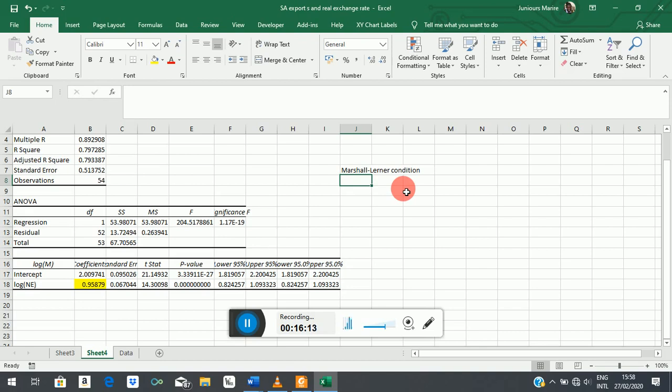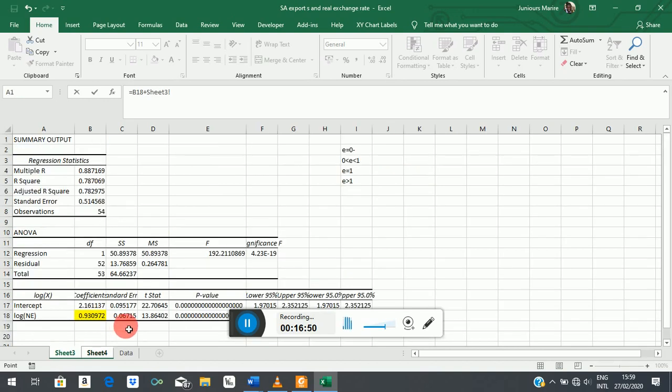devaluation can only be helpful to an economy if the sum, let me use shorthand, if the elasticity of exports plus the elasticity of imports to changes in the exchange rate is greater than 1. That is, you must now add the two elasticities. In this case, let us add those elasticities. This is the elasticity of imports to changes in the nominal exchange rate plus the elasticity of exports to changes in the nominal exchange rate.